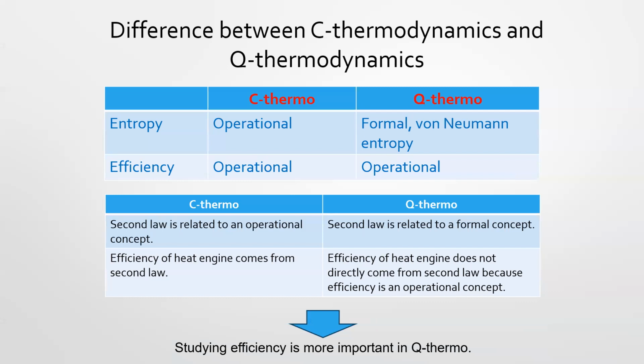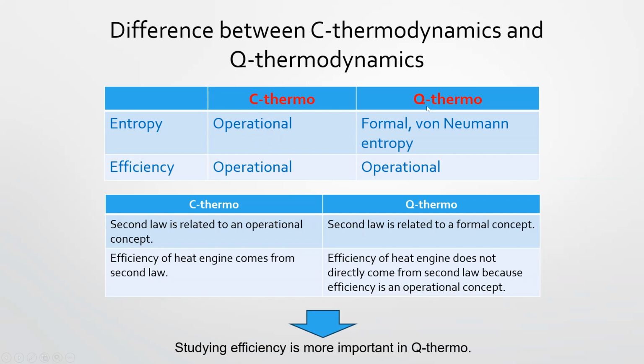So, firstly, I want to explain this important fact. This is classical thermodynamics and quantum thermodynamics. There is a big difference because in the case of classical thermodynamics, entropy is defined in an operational way. So entropy is defined as an operational quantity. This is a big point in the case of classical thermodynamics.